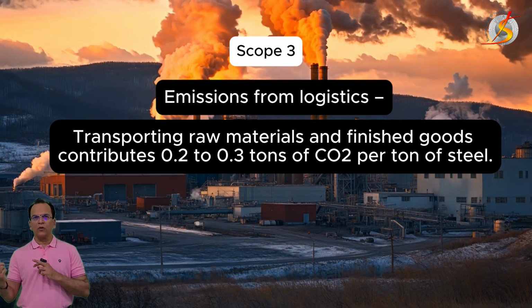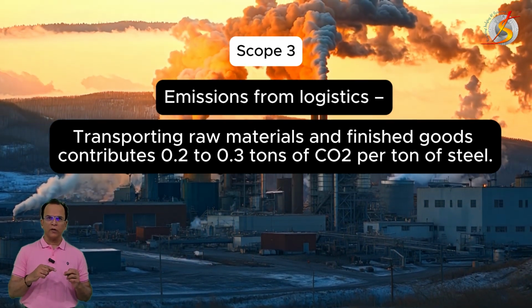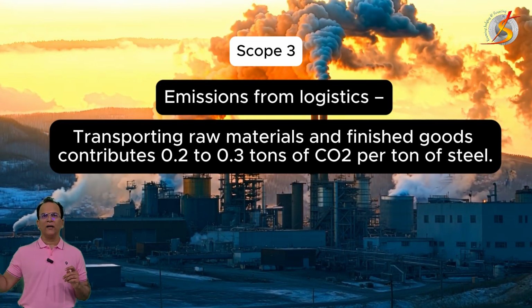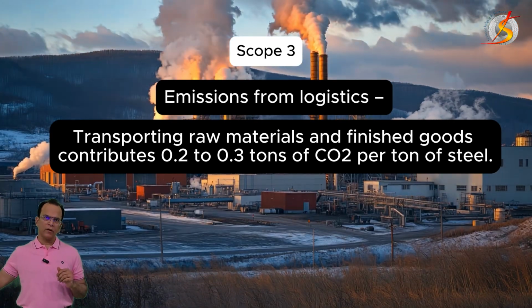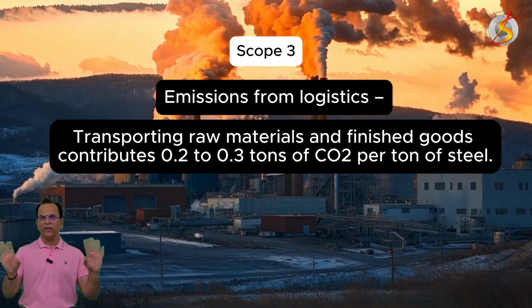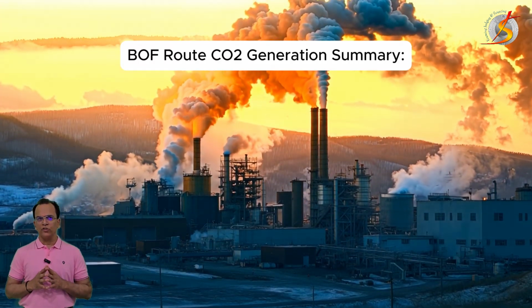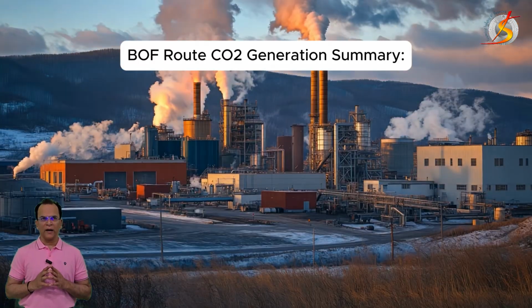So whatever fuel is consumed during the logistics, by the trucks or by the railways or by the ship, it's the consolidated number with respect to that, and it is internationally accepted. So the BOF route CO2 generation summary comes out like that.